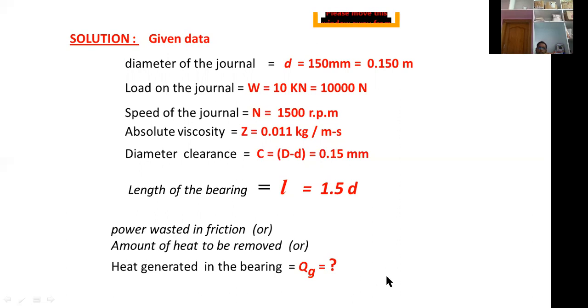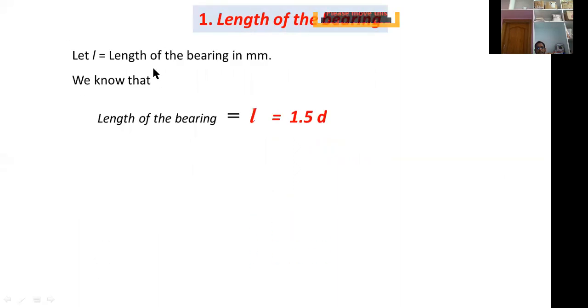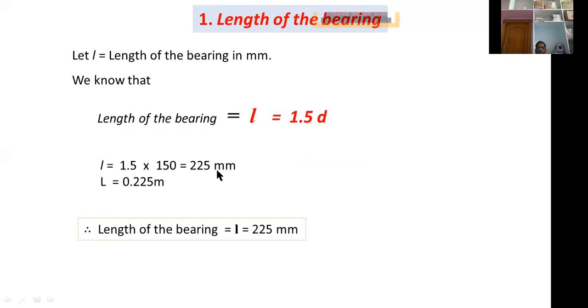Now coming to the first step, the length of the bearing. From the given data, the length of the bearing equals 1.5 times the diameter of the shaft. Substituting D equal to 150 mm in this formula, we get L equal to 225 mm. Therefore the length of the bearing equals 225 mm or 0.225 meters. This is step 1.